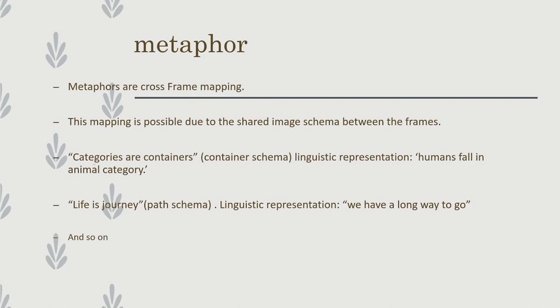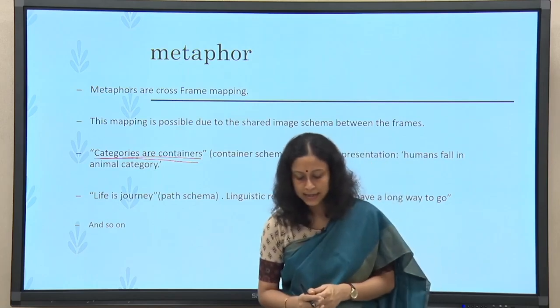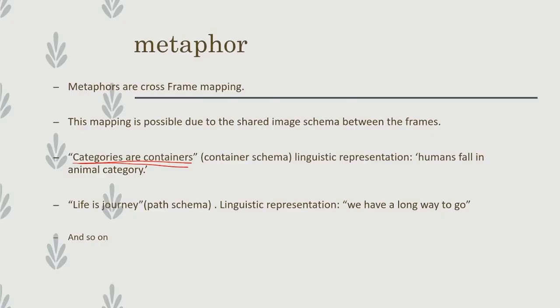So, let us take an example like this. Categories are containers. Remember when we talked about frames and metaphors, metaphors are represented as X is Y, or A is B, or whatever. So, basically frame A is equal to frame B, X is Y. So, containers are categories, but this may not be the way we talk about it.